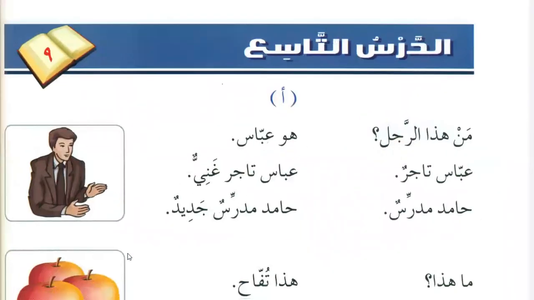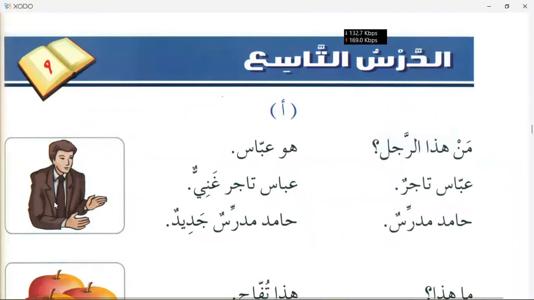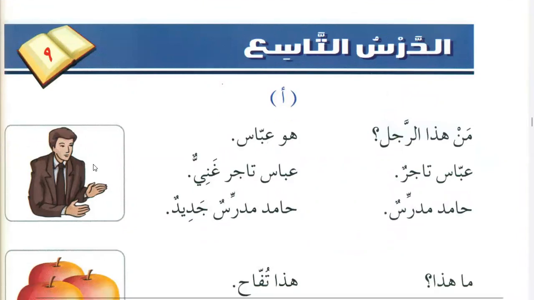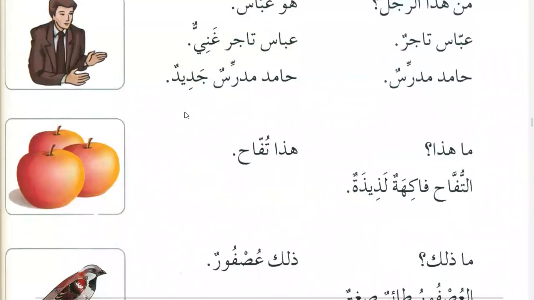Ad-darsu tasi, the ninth lesson. Miss Karima. Man hadha ar-rajulu? Huwa Abbas. Who is this man? He is Abbas. Abbas tajir. Abbas is a merchant. Abbas tajirun ghaniyun. Abbas is a rich merchant. Hamid mudarrisun. Hamid is a teacher. Hamid mudarrisun jadid. Hamid is a new teacher.